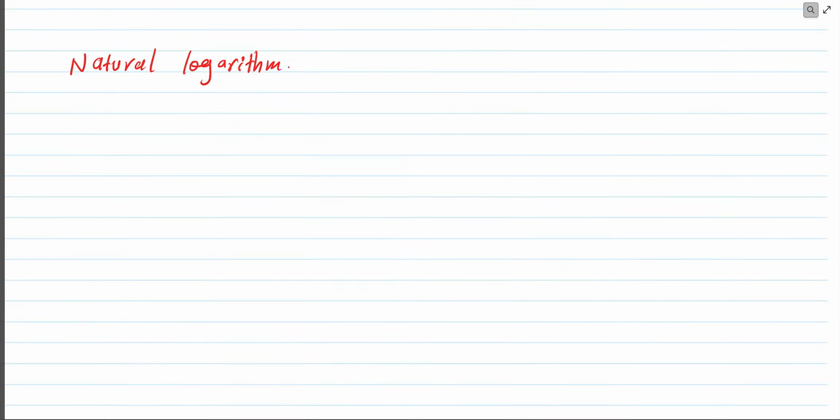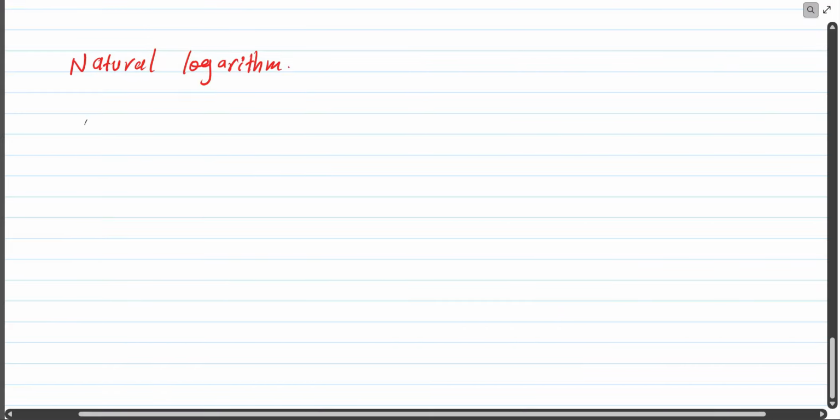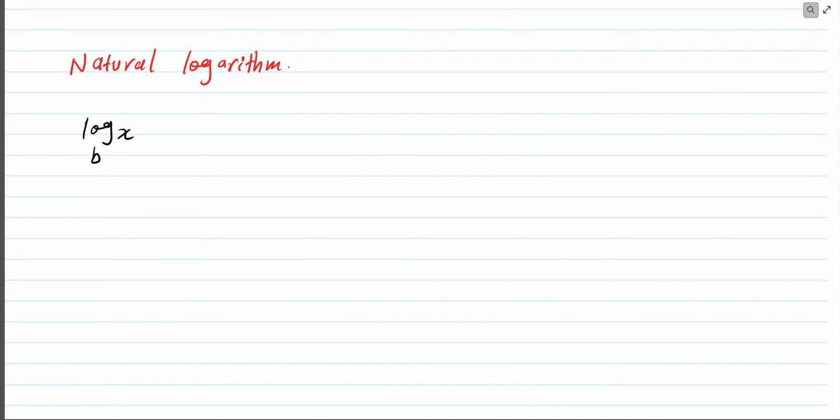Dear students, about natural logarithm, we know that a logarithm is written like that, log base b of x, correct? But when b is not 0 and b is greater than 1, this is called a normal logarithm. This is okay. But if you change this b to e, like this, log base e of x, what will happen? In this case, this is called the natural logarithm.